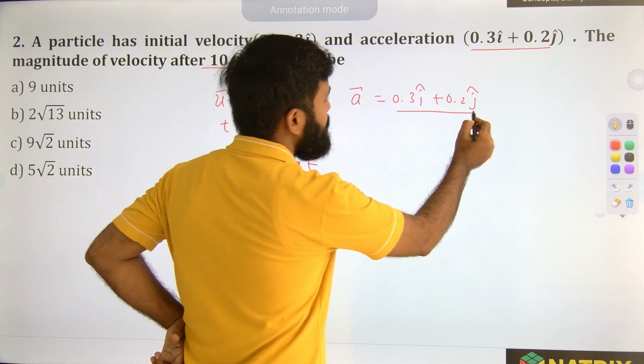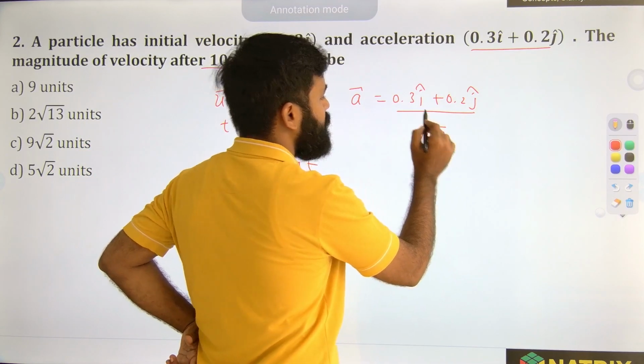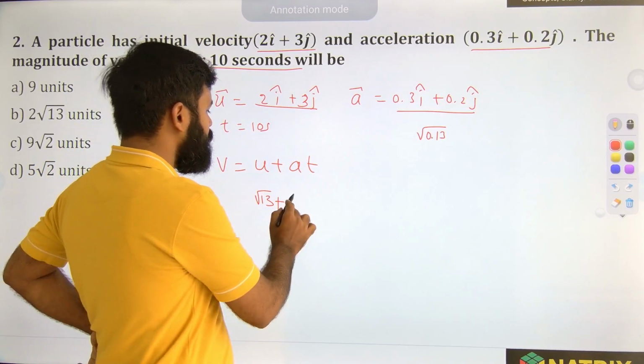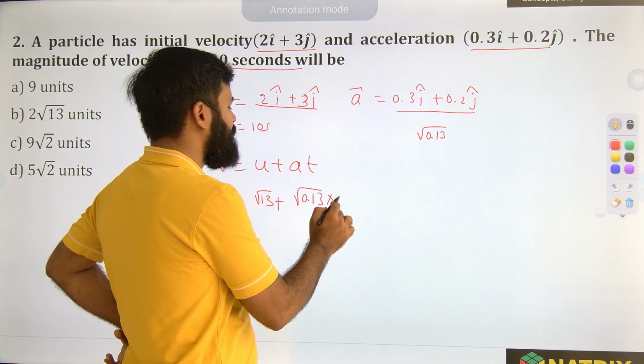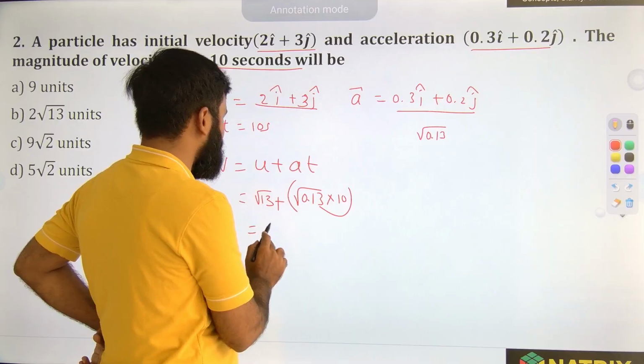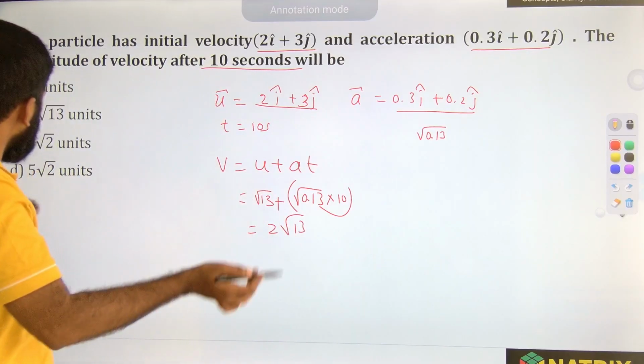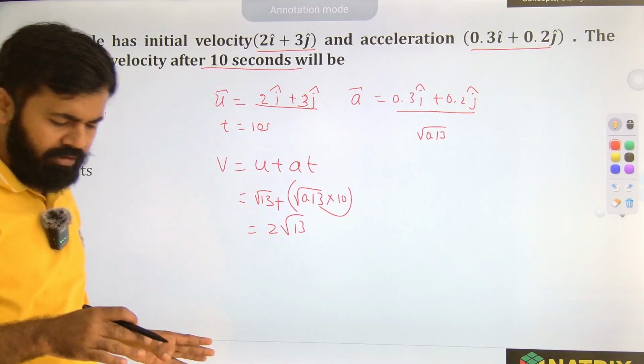You will calculate its magnitude, that is root of 0.13, into time which is 10. So you guys will write the answer as 2 root 13. And there is an option 2 root 13. You will take that answer.